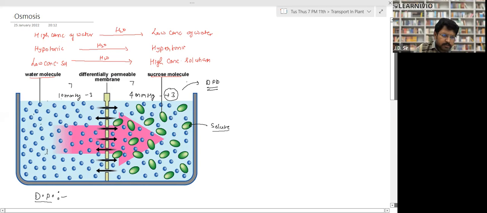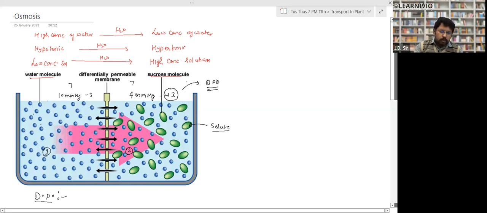So what we did, suppose this is the water molecule. This is just a pure water molecule, right? In chamber number one, there is pure water, and in chamber number two, there is water and sucrose. Between these two, there is a membrane called semi-permeable or differentially permeable membrane, which allows a certain type of substance. With the help of this membrane, only water molecules can pass, but the sugar or solute molecule cannot pass. This sucrose molecule cannot pass, right?